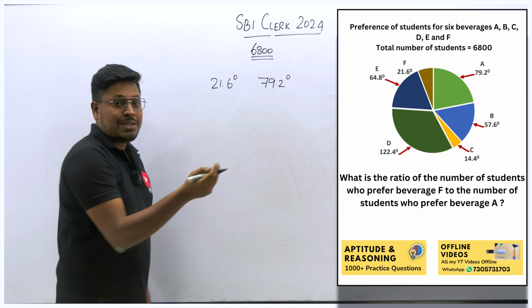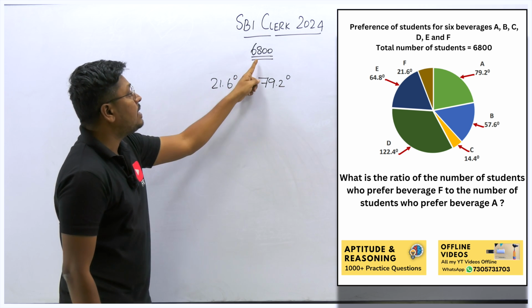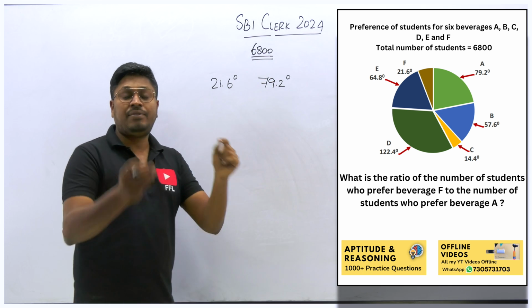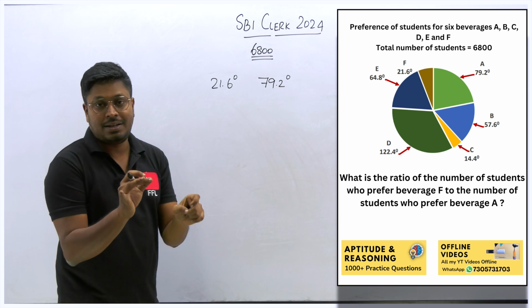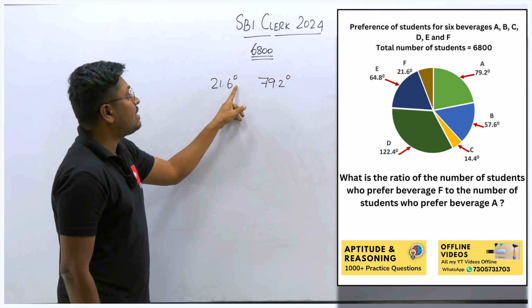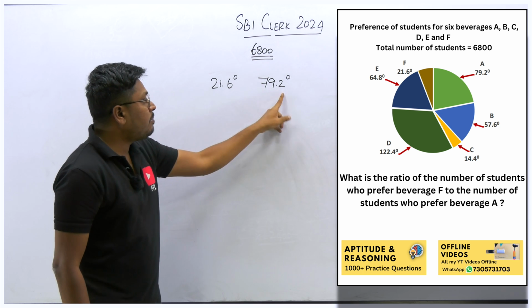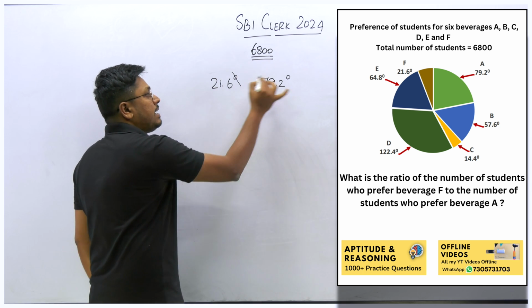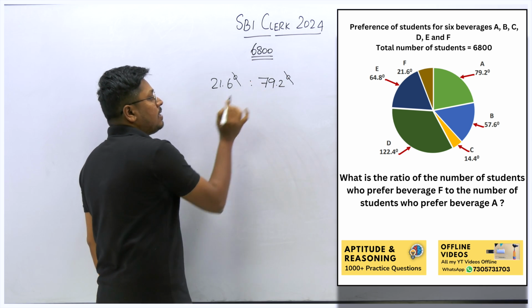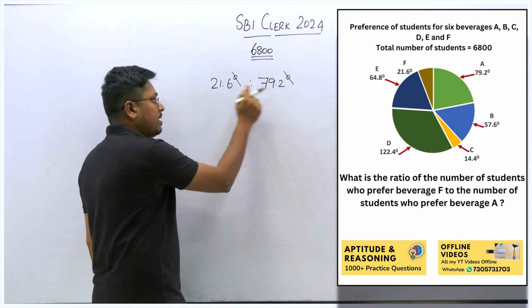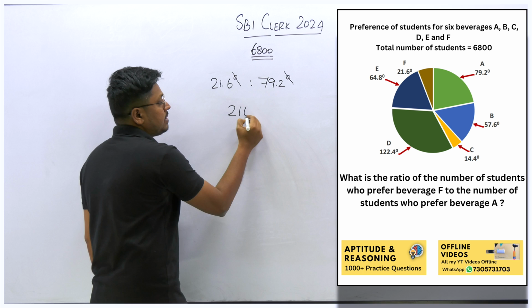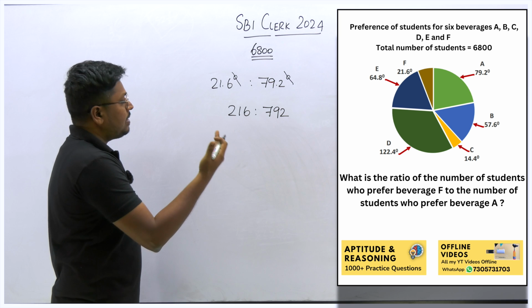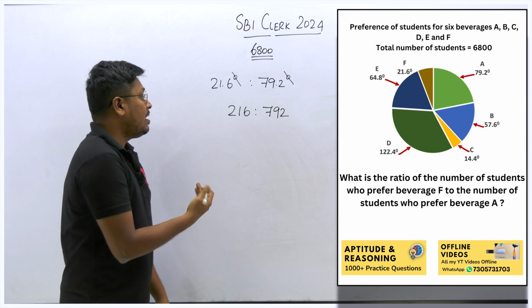Some students initially find what 21.6 degrees is out of 6800, and then find what 79.2 degrees is out of 6800. After finding the final answers, they find the ratio. No, don't do that. It's a complete waste of time. Why? Because in the ratio of 21.6 degrees of 6800 to 79.2 degrees of 6800, we can cancel 6800 and 6800. We can also cancel degree and degree here. So you don't need to find the values separately. Here also one decimal point, here also one decimal point, so we can cancel the decimal point too. The final answer is 216 is to 792. Check whether we can further simplify it. We can either go with cancelling by the two table, or else 216.